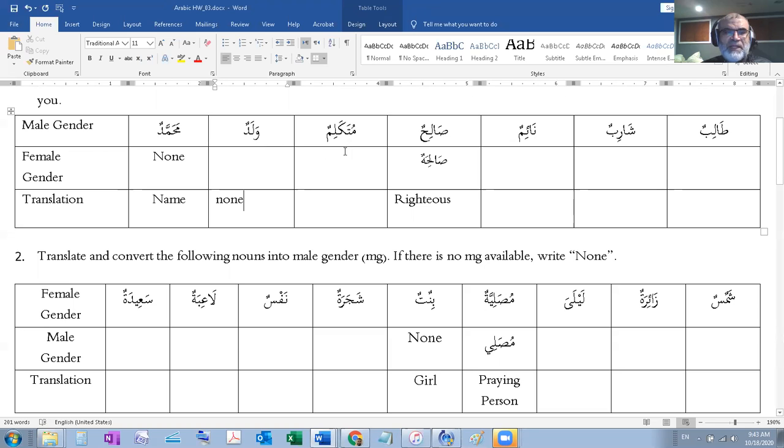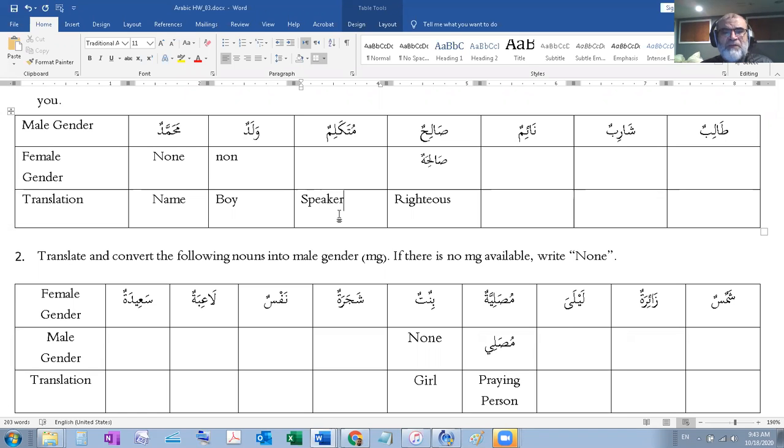Okay? متكلم, sorry, here, none. And it is boy. متكلم, that's a speaker. So it's a noun derived from a verb. متكلم is the speaker. It is a noun derived from a verb, اسم فاعل. Speak is the verb. Speaker is the noun.